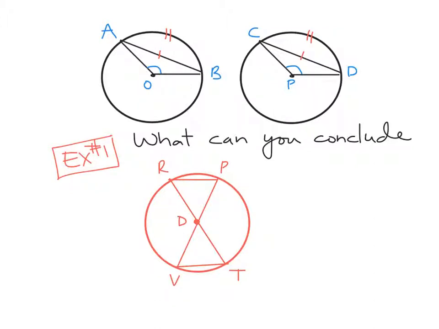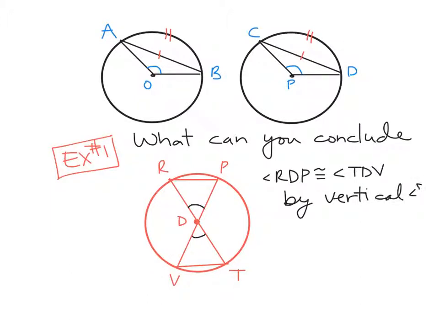RDP, right. So angle RDP and angle VDT are congruent. How do we know that? Not because it's congruent arcs. Vertical angles, right? Those are vertical angles. So angle RDP and angle TDV are congruent by vertical angles. Even though they didn't mark them congruent for us, we know they're congruent because they're vertical angles. So that's your starting point.